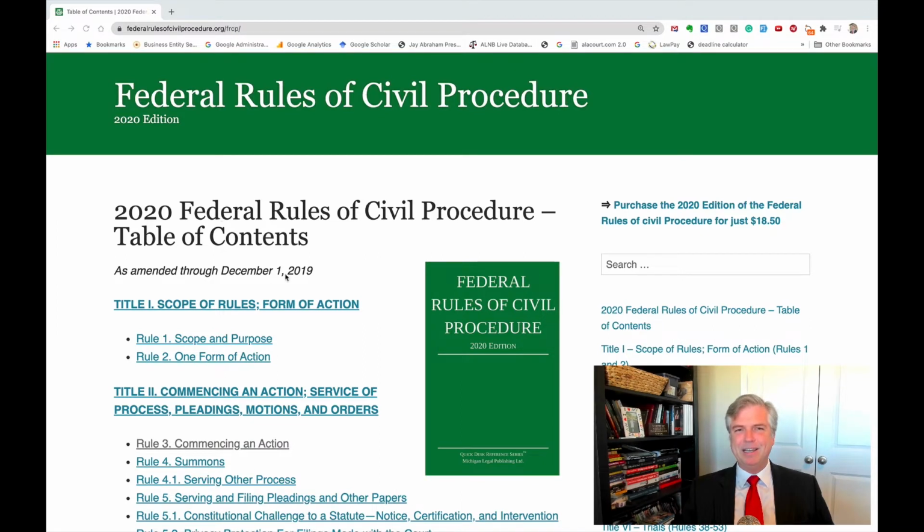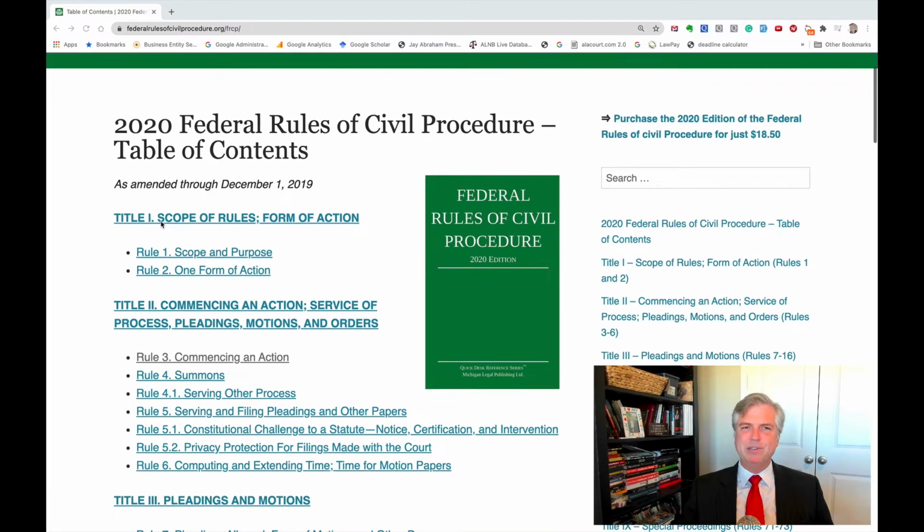And these are updated through December of 2019. So these are the 2020 rules. They get updated once or twice a year, but these will be accurate enough for our purposes. And of course, if you're in state court, you need to find your own state version of the rules. As I mentioned, they may or may not match the numbering, but probably they match the numbering. So I just want to show these to you.